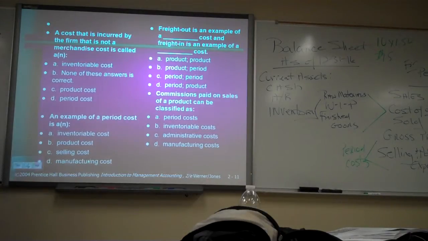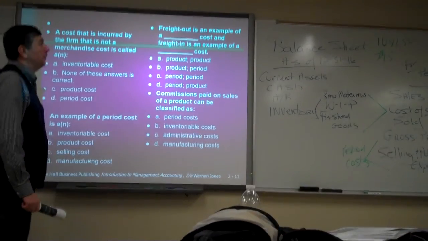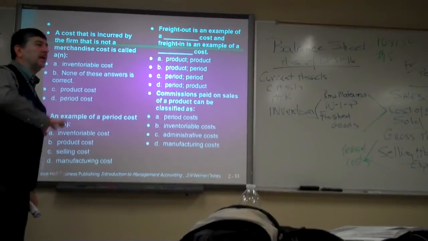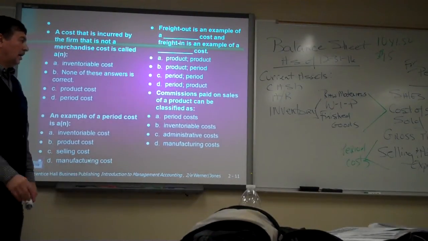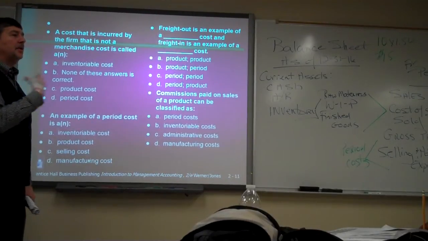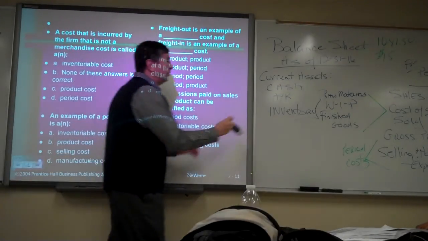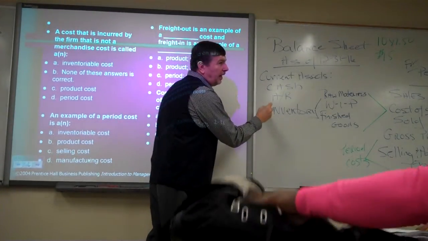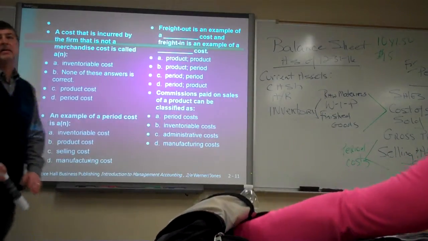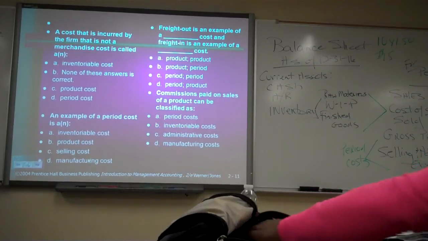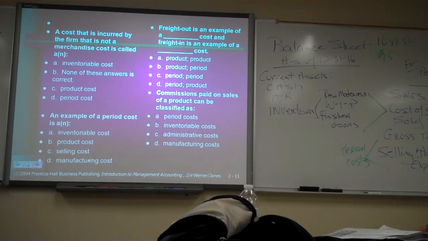Why is freight out a period cost? Because it's a selling expense. Freight in is a cost of buying your inventory, so it goes into the cost of your inventory. You can't get the goods until you pay the freight. If you don't pay the freight, you can't get it. So freight in is a product cost.